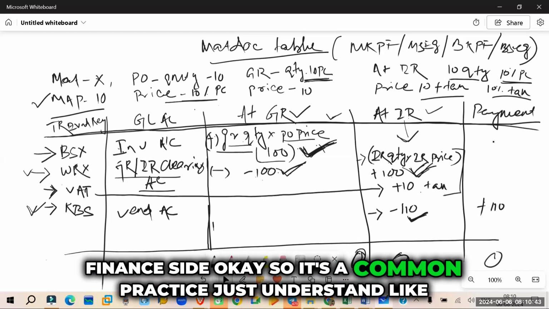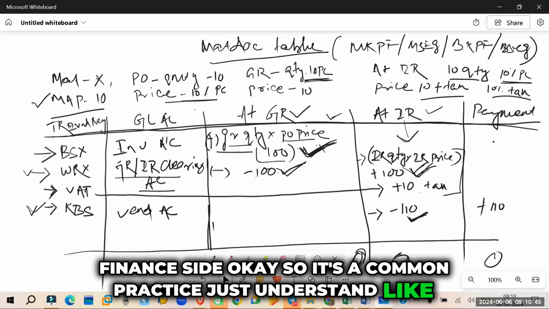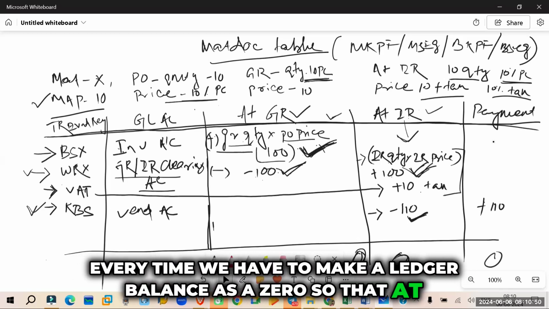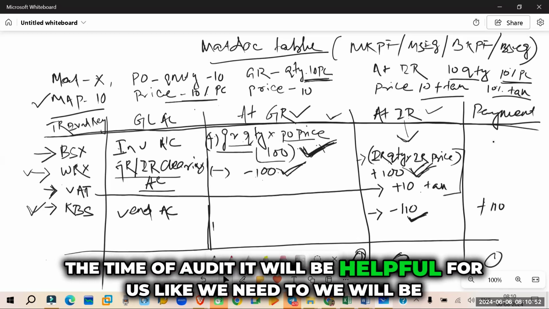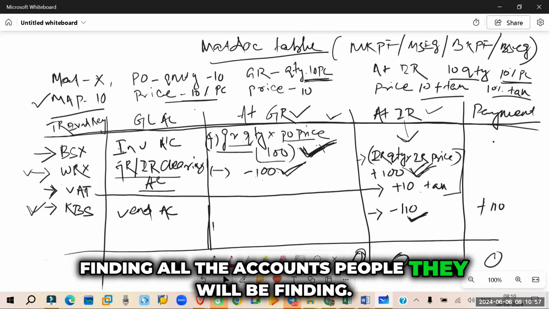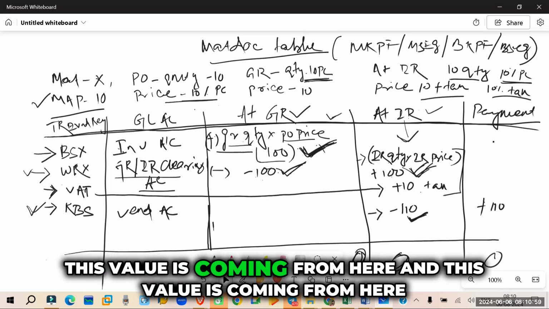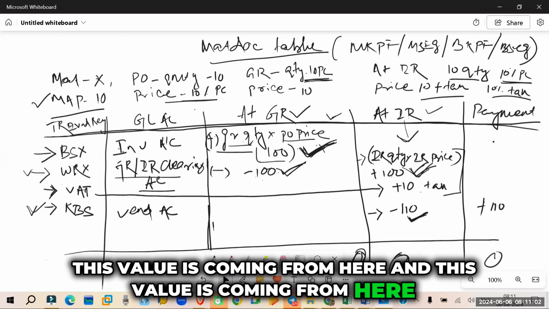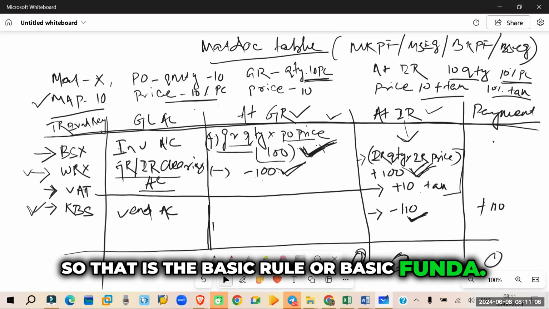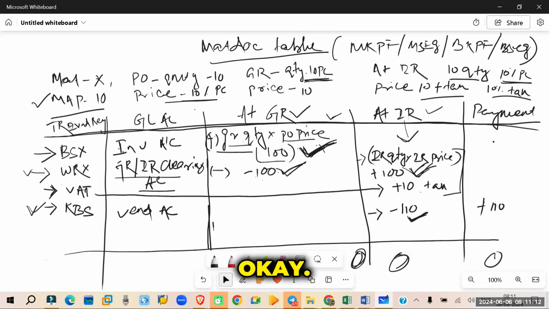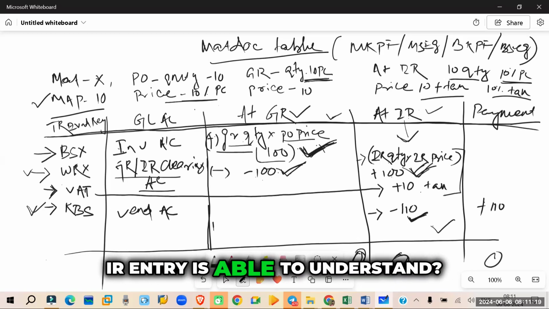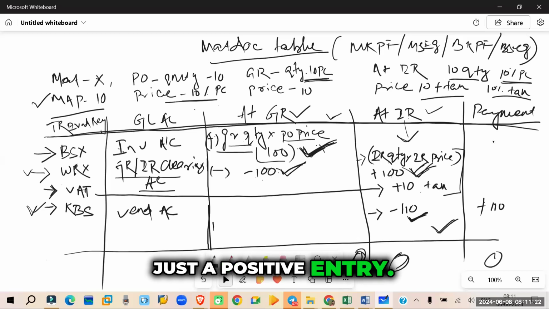It's a common practice, just understand, every time we have to make the ledger balance zero, so that at the time of audit it will be helpful for us, or the accounts people will find that this value is coming from here and this value is coming from here and it is balanced. So that is the basic rule, or basic funda. Okay, sir. Yes, sir. So the IR entry, are you able to understand, we are just entering a positive entry.